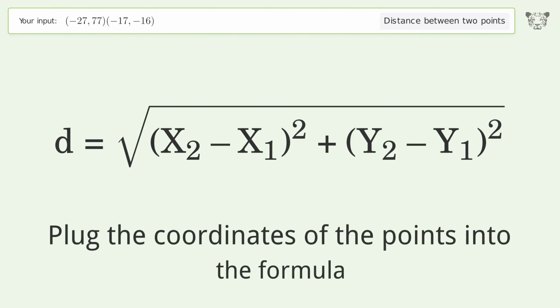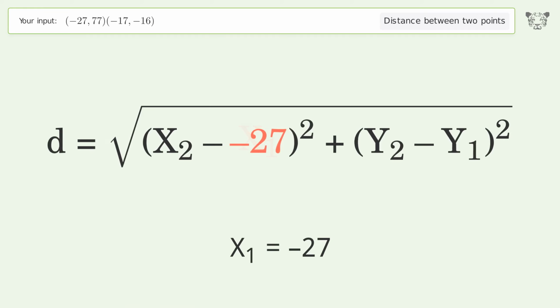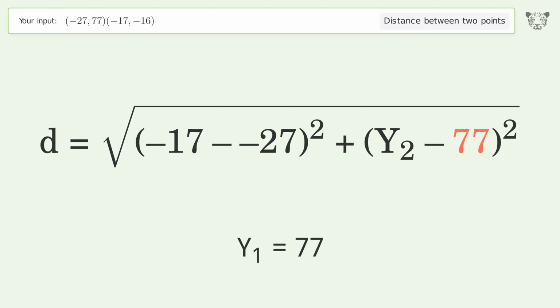Plug the coordinates of the points into the formula. x1 equals -27. x2 equals -17. y1 equals 77. y2 equals -16.